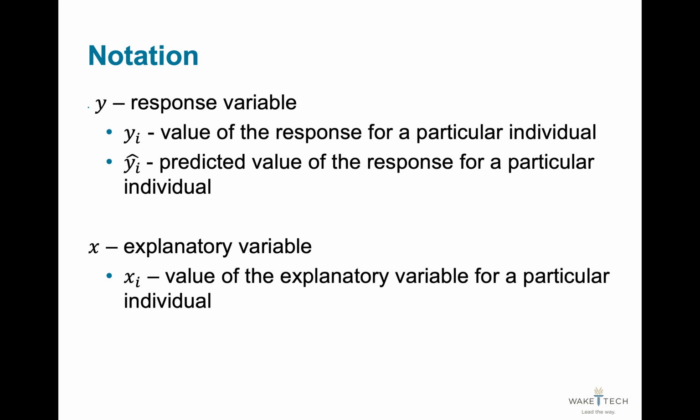A little bit of notation. We have x and y variables. Y is the response variable. And we can also notate a y with a subscript i. This could be y1, y2, y3, y4, and so on. So that is the individual response for that person or object that we're observing. Y hat is the predicted value for that response for that particular individual. Whereas x is our explanatory variable, so xi, x1, x2, x3 is the individual x value that was observed.